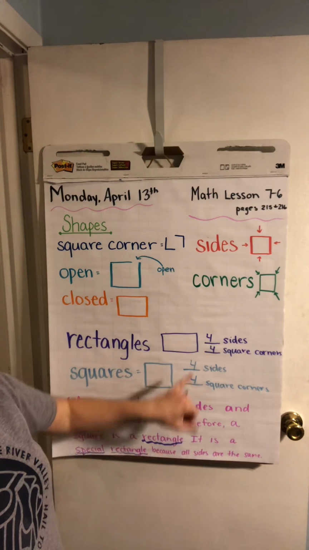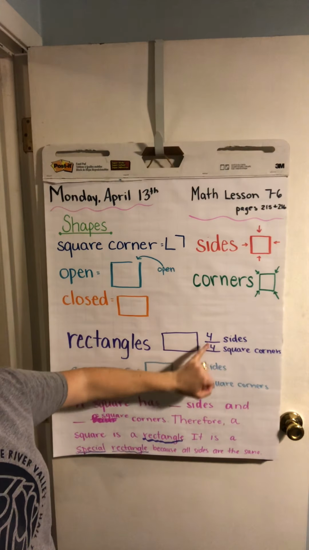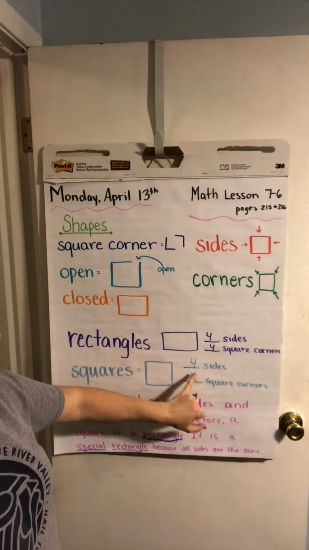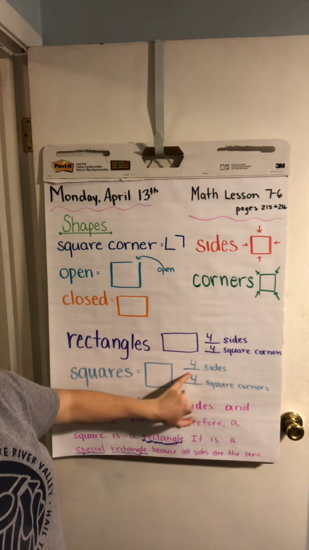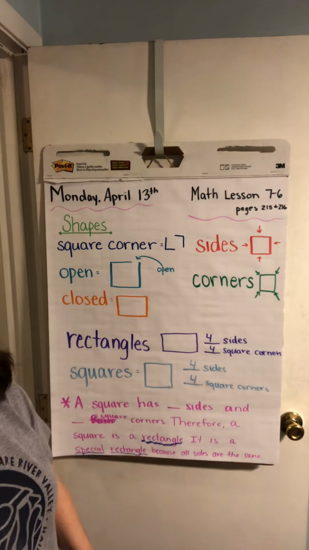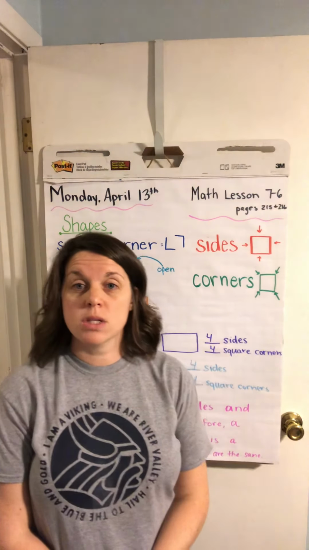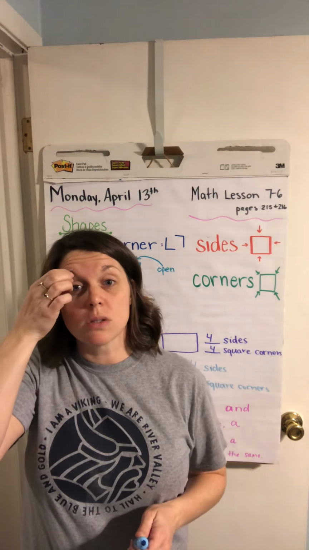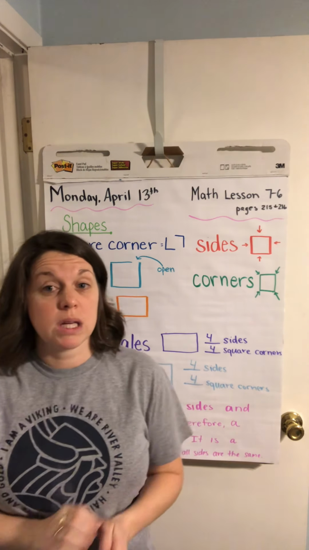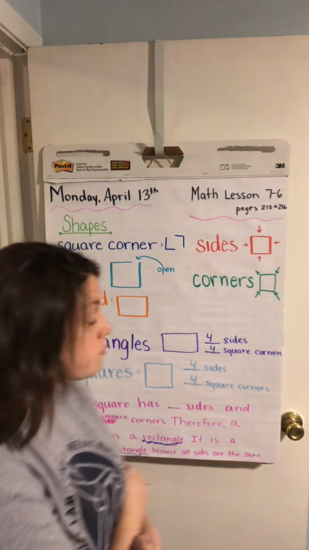So I want you to notice that however many sides a rectangle has, that's how many corners it has. And the same for a square. However many sides it has, that's how many corners it has. And that's actually going to be true for all the shapes that we're learning. Okay, so tomorrow we're going to talk about triangles and circles, and that will be true when we count sides and corners tomorrow as well.